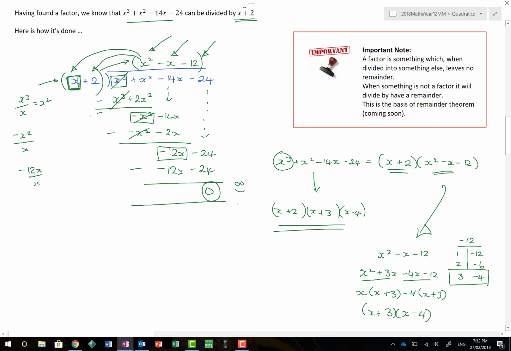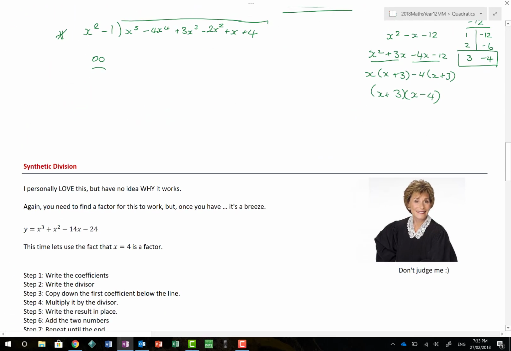And this tends to work really well when we have non-linear functions. So if I was ever doing x cubed into x to the 5 minus 4x to the 4 plus 3x to the 3 minus 2x squared plus x plus 4, wow, that was long, this polynomial division actually works brilliantly here. The method I'm about to show you is not good with that, but let's move on to synthetic division.